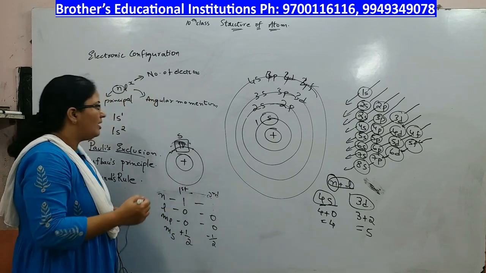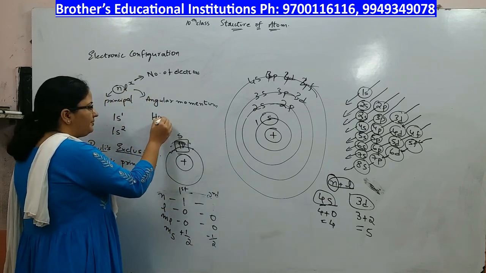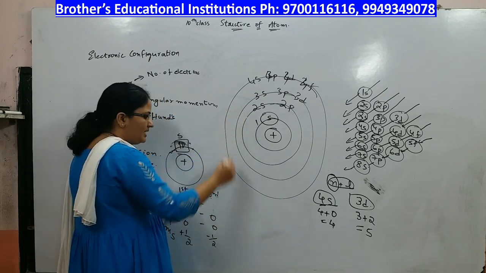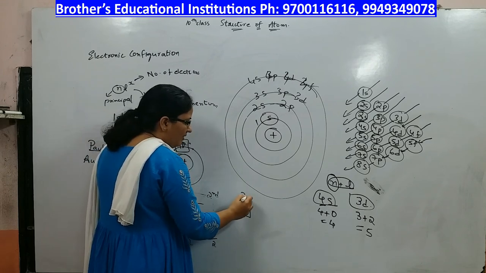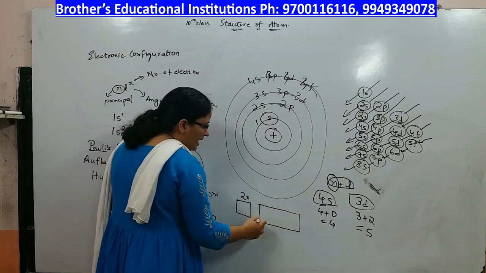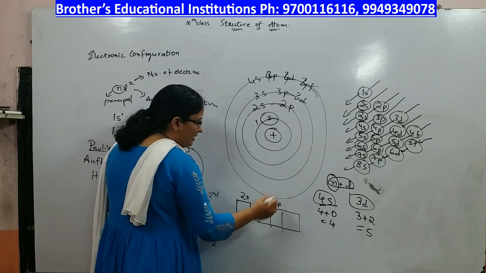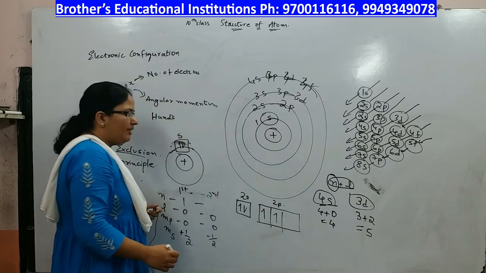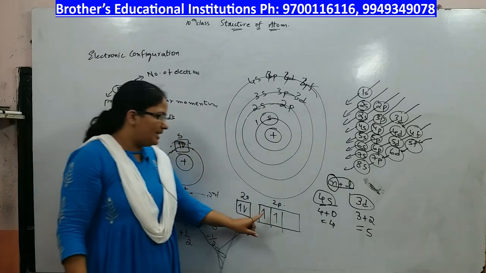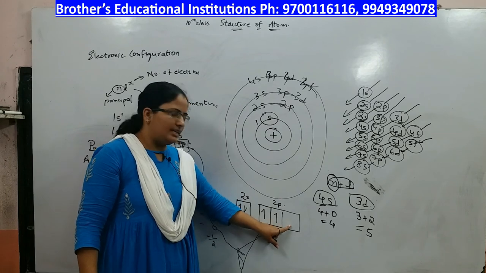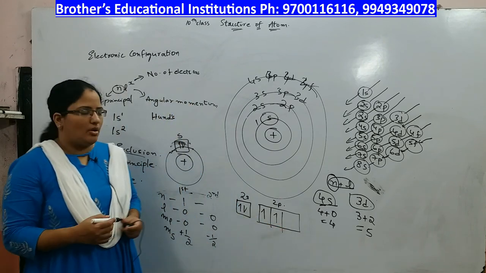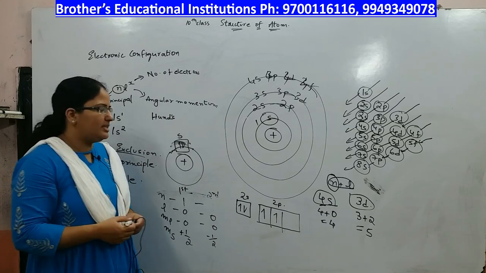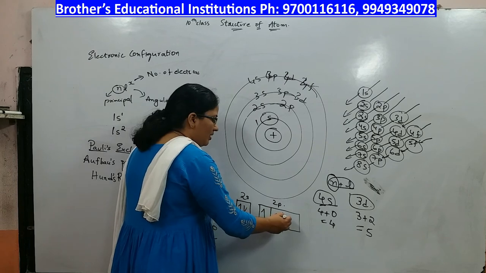Next you have something called Hund's rule. Hund's rule states that, suppose we take the second shell. In the second shell you have one s orbital and one p orbital, that is 2p. Let us say the filling up of electrons is like this. Now if I have to add one more electron, I can add it here, or here, or here. Now where do I add the electron? I should add the electron where the half filling of the orbital is done. That is, I should add the electron here.